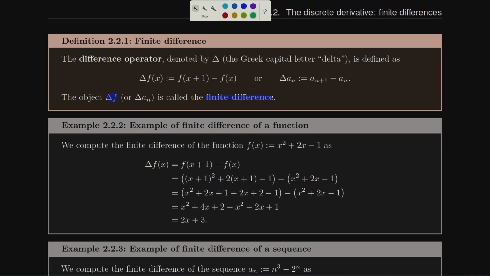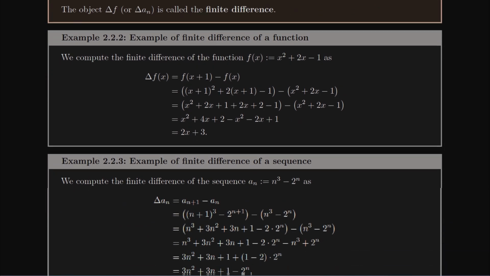Now, of course, the whole point of this chapter is that we're working with sequences. You can certainly define these on sequences. You're going to shift the sequence forward by 1 and subtract where it used to be. And that's, of course, called the finite difference of the sequence as well. So let's compute a couple of these.